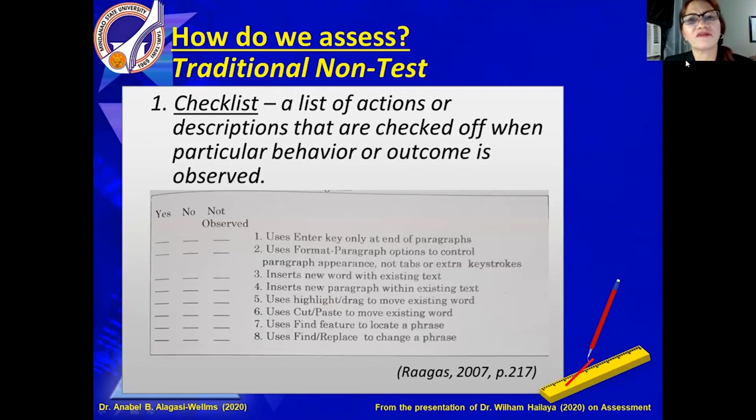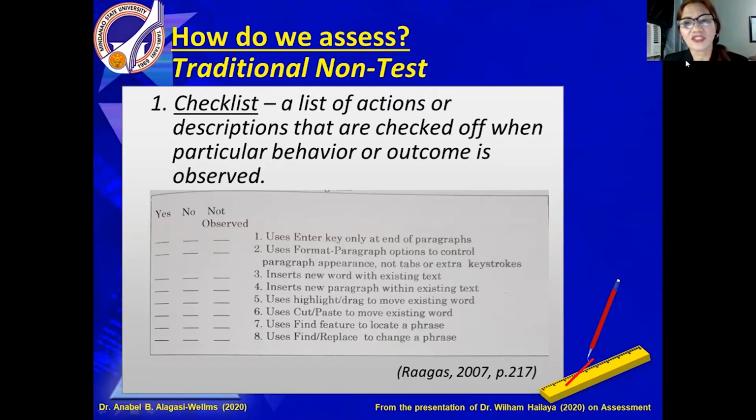Checklist. This is an example of a checklist. This is a traditional non-test. It's very easy and very simple if we do a paper and pencil test, right? Because we prepare the questions and then we let our students write the answer. But there is what we call traditional non-test, like a checklist. This is a list of actions or descriptions that are checked off when a particular behavior or outcome is observed.